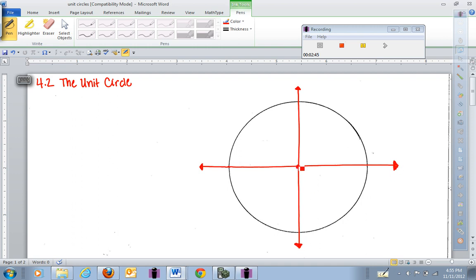Alright, I am going to identify this center point of my circle as the point 0, 0. So my circle now is drawn in quadrants 1, 2, 3, and 4, and I would like for you to label those quadrants 1, 2, 3, and 4. They're labeled exactly how they're labeled in algebra class. So we'll just draw them on there going in a counterclockwise motion.